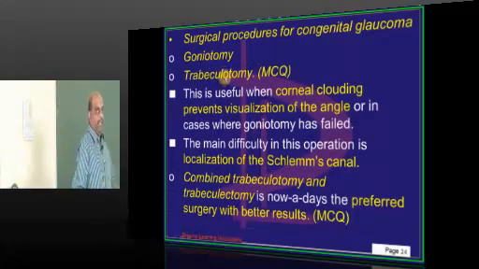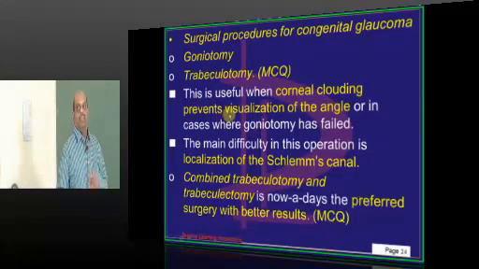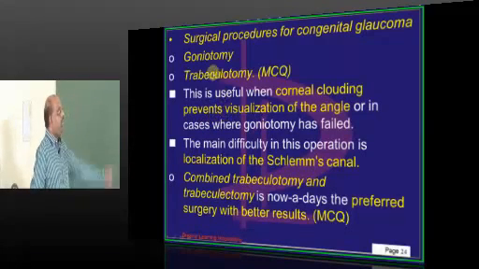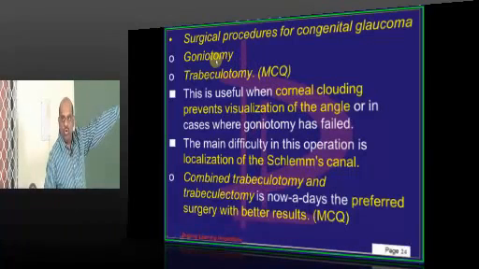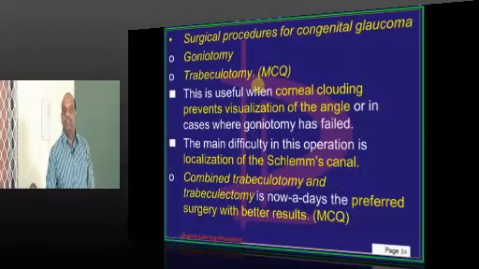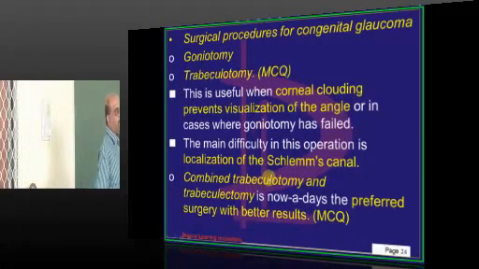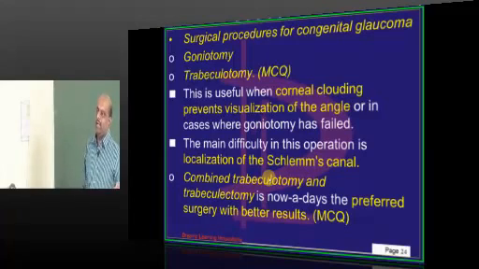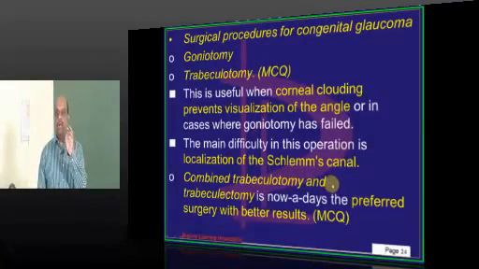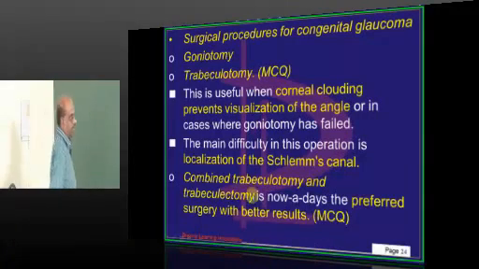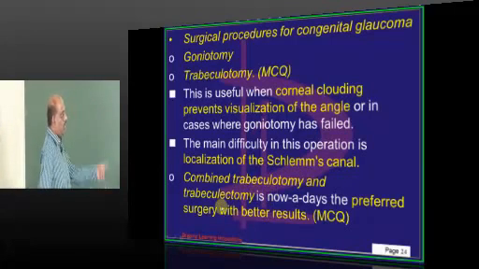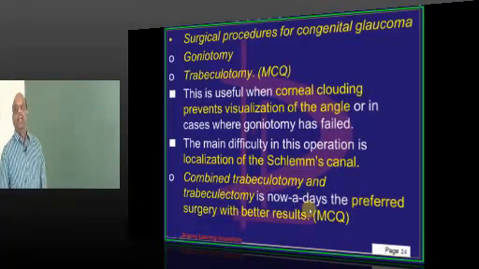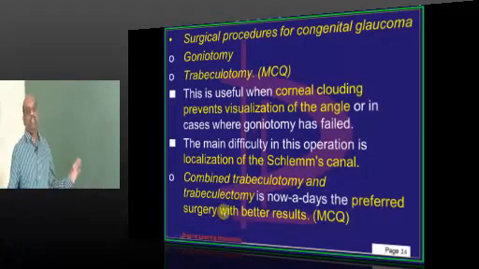We can do goniotomy, or trabeculotomy. Trabeculotomy is typically done if there is corneal clouding and you are unable to identify the angle, so you can't do goniotomy, then you will be doing trabeculotomy. The main difficulty in glaucoma surgery in congenital glaucoma is where the Schlemm's canal is. To identify that is the whole challenge. And nowadays we are doing both tomy and ectomy. Trabeculotomy and trabeculectomy is the present preferred surgery of choice.